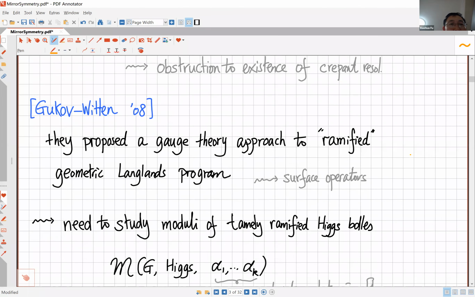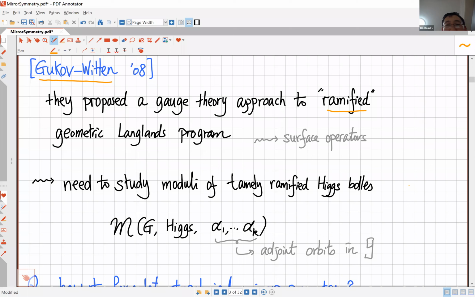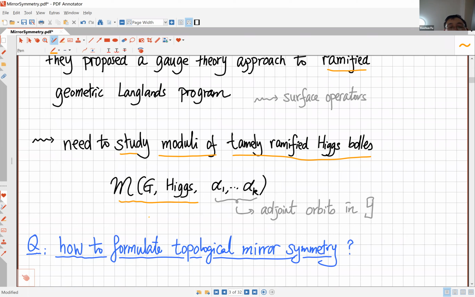And then later on, there are two physicists, Gukov and Witten. They proposed a gauge theory approach to the ramified geometric Langlands program. This is something I don't understand. But my collaborator, Yongbin Ruan, is very strong in such a sense. So in particular, he can understand their approach, and then he suggested that we study the moduli of tamely ramified Higgs bundles. In particular, we need to study not only the moduli space of Higgs bundles, but Higgs bundles with some insertions. So these are what they call the insertions, and alpha_1 to alpha_k are adjoint orbits in the Lie algebra.